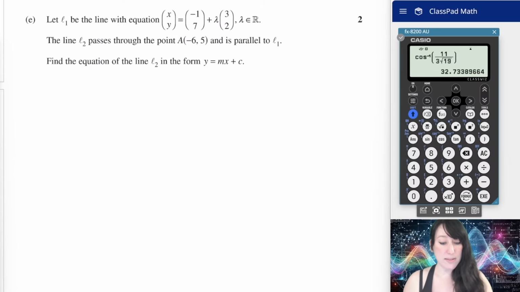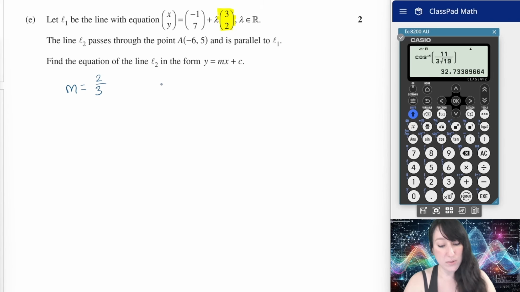Okay, L2 needs to be parallel to line 1. That means it needs to be going in the same direction. And the direction vector, much like the gradient, is this one here that is multiplied by our parameter lambda. That will tell us the gradient of our parallel line. The gradient will be 2 over 3. Remember, it's change in y over change in x. The y component is 2, and the x component is 3.